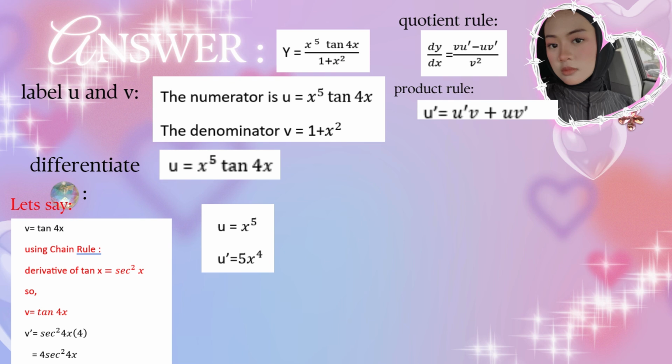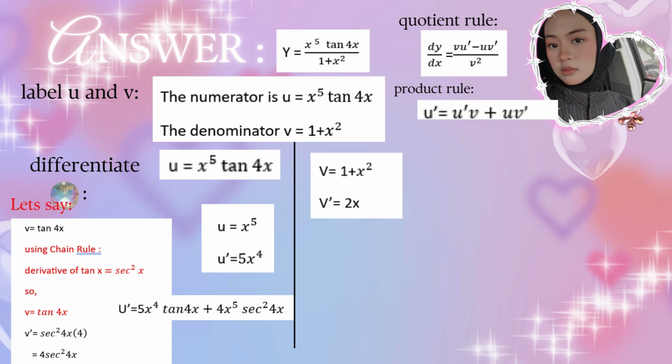Alright, so after we substitute what we found, now we can plug them into the product rule. So u prime equals 5x to the power of 4 times tangent of 4x plus 4x to the power of 5 times secant squared of 4x. Okay, next we will find the derivative of the denominator. So v equals 1 plus x squared, so v prime equals 2x.